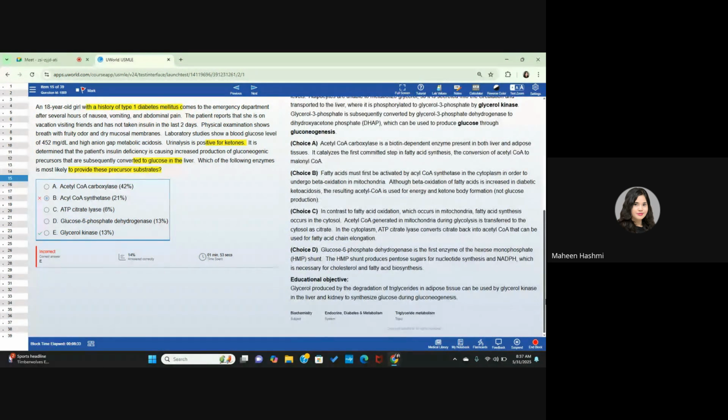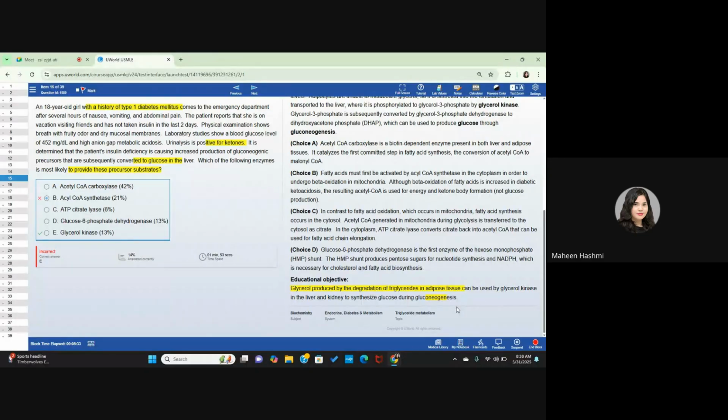So what is basically happening? We know that glycerol is produced by the degradation of triglycerides in the adipose tissue. It can be used by the glycerol kinase in the liver and kidney to synthesize glucose during gluconeogenesis. So for your understanding, try to remember that triglycerides are always the major source of glucose within our body, not even glucose. Whenever they give you two options for the major source of glucose, triglycerides and glucose, you pick triglycerides.